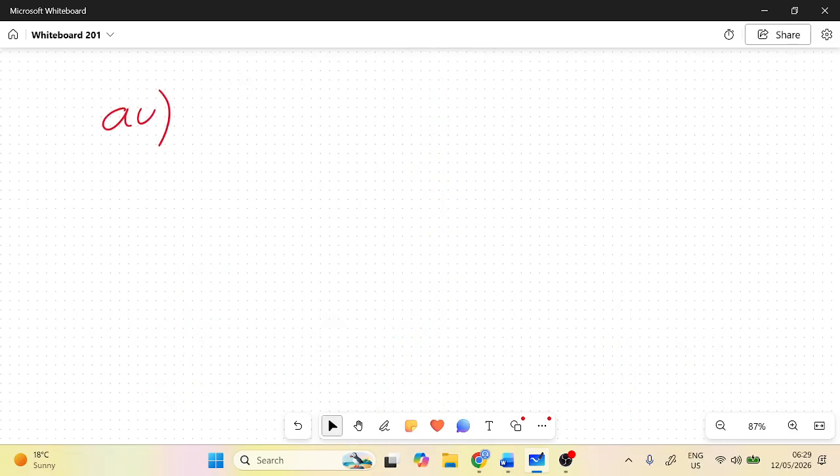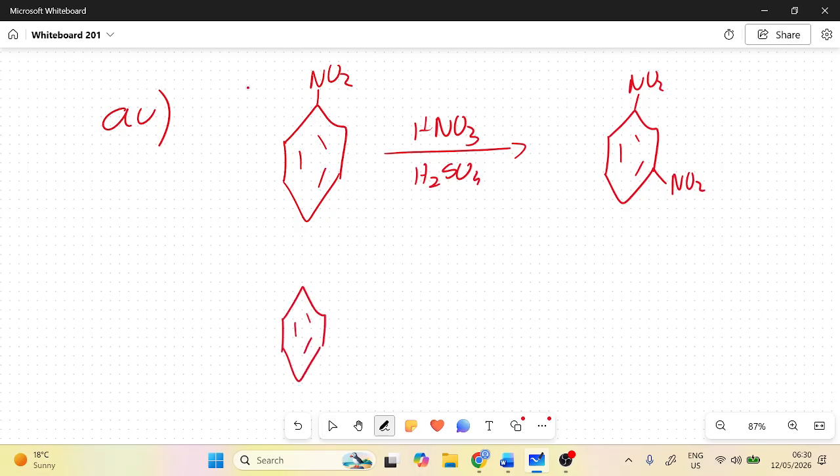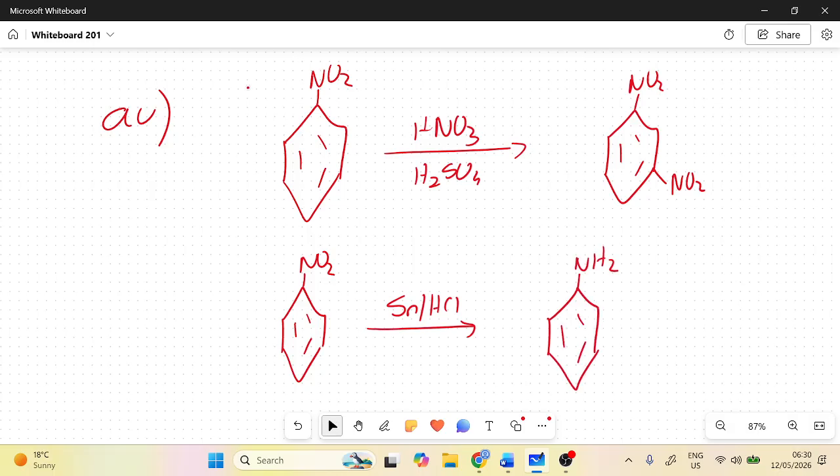Next, nitrobenzene with HNO3 and H2SO4. So for these, normally you're gonna have the same reactions. They are all the same as benzene. The only difference here is that it will be in position number 2. Okay, and you have the reduction, then Sn and HCl to form phenylamine.